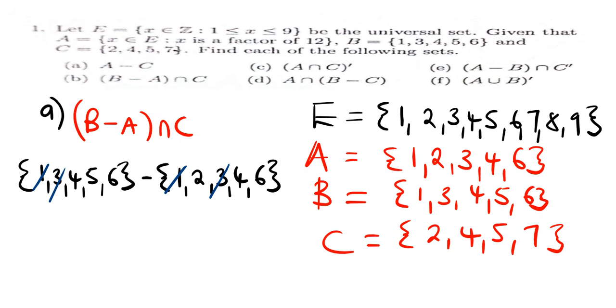I'm going to remove the 3. In A we have a 4. In B we have a 4. In A we have a 6. In B we also have a 6. Basically B minus A will just give us a 5.